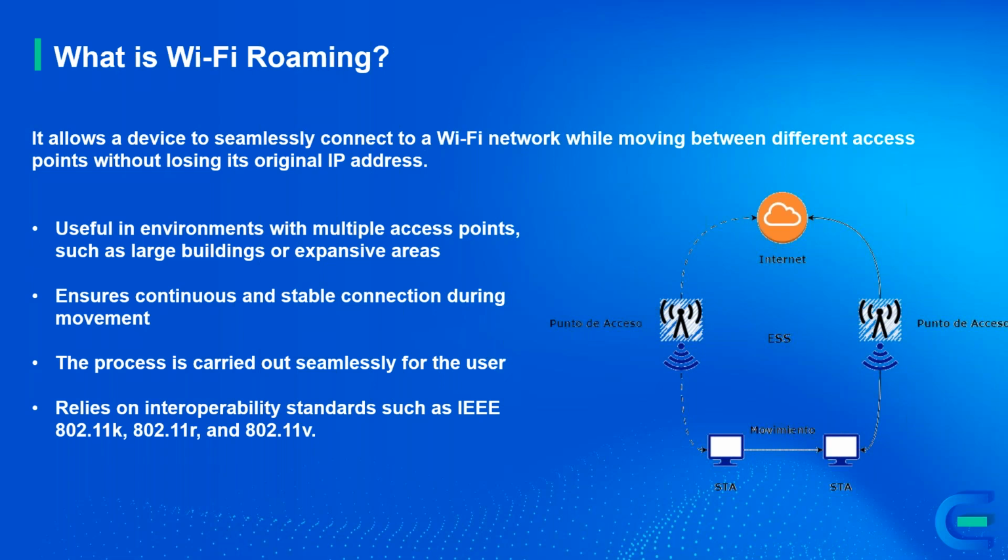So the advantage of Wi-Fi roaming is basically that it's useful in environments with multiple access points, such as large buildings or expansive areas. So let's say that maybe we have a huge warehouse with pallet infrastructure, and we have a lot of stock over there. But one single access point is not going to be able to provide all the coverage. So we install a lot of access points over there.